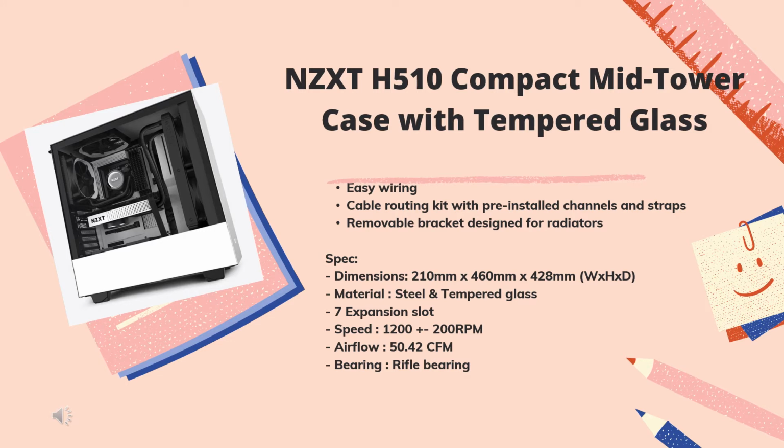The dimension is 210 mm times 460 mm times 438 mm. The material is made from steel and tempered glass. It has 7 expansion slots. The speed is 1200 plus minus 200 rpm. The airflow is 50.42 cfm and it has bearing which is rifle bearing. The benefit of this computer case is it has easy wiring, cable routing kit with pre-installed channels and straps, and removable bracket designed for radiator.